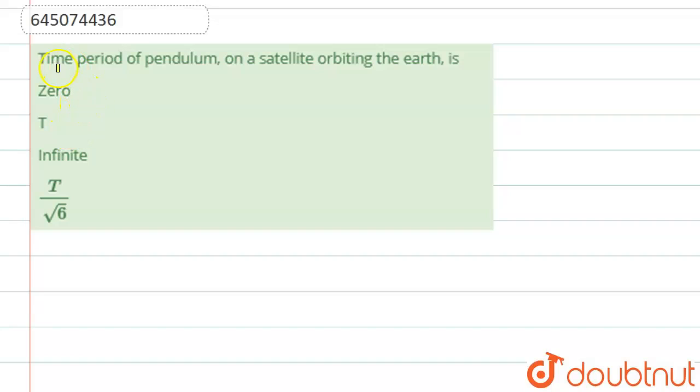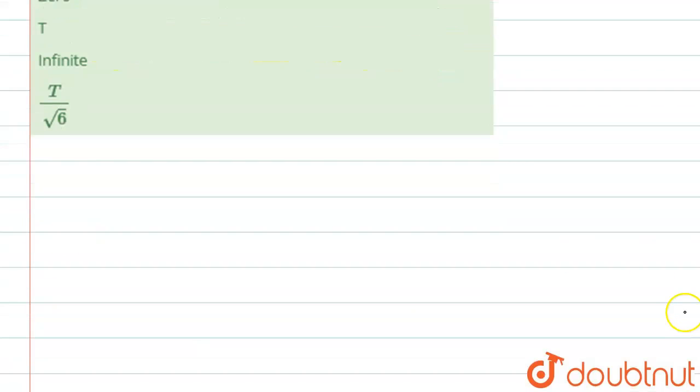Well, hello students. Now we are going to see this question. The question says that the time period of a pendulum on a satellite orbiting Earth will be... So basically, if you see a satellite that is orbiting Earth, the net force on the satellite, the acceleration, firstly we'll see about the time period. Time period surely is directly proportional to 1 upon g, that also under root. So it is dependent upon the acceleration due to gravity of the Earth.